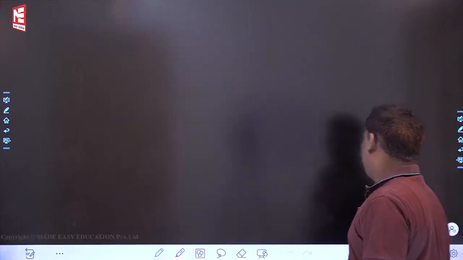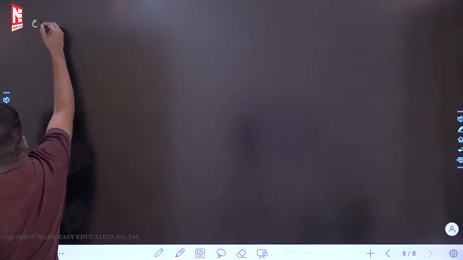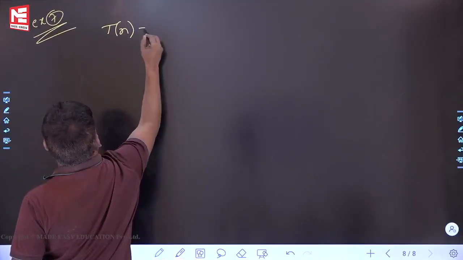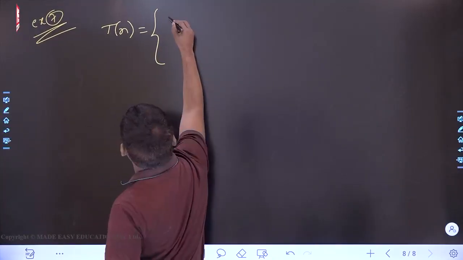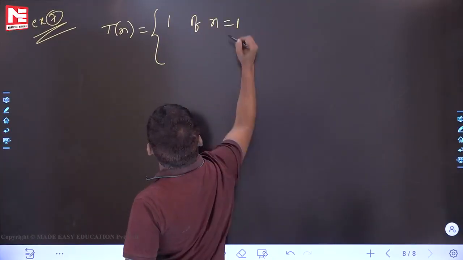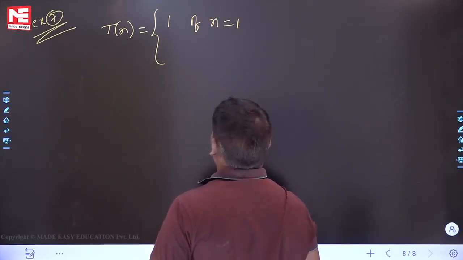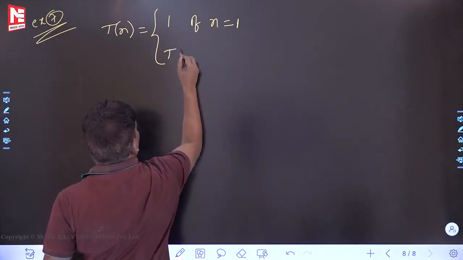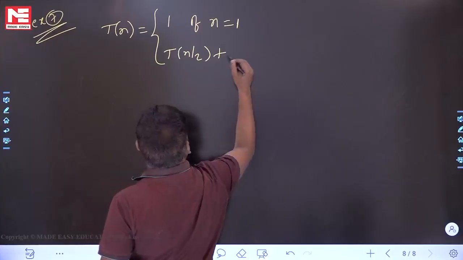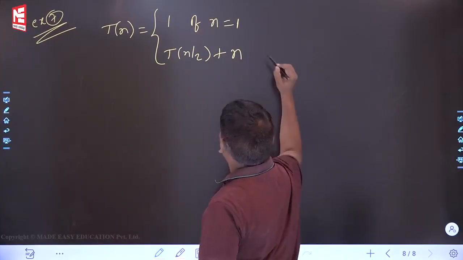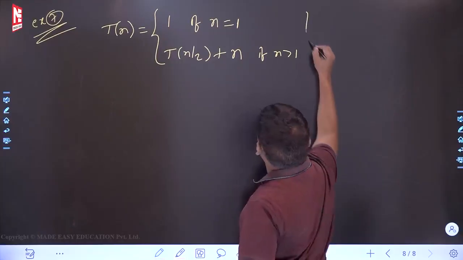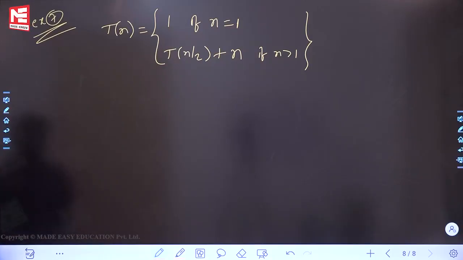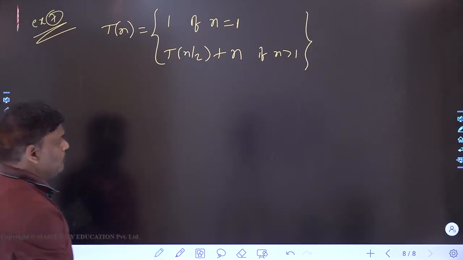Let's go to problem number 7. See this also. Tn is equal to 1 if n is equal to 1. Next one. Tn is equal to T n by 2 plus n, if n greater than 1. This is the recurrence relation. Tn is equal to 1 if n is equal to 1. Otherwise, Tn is equal to T n by 2 plus n if n greater than 1.